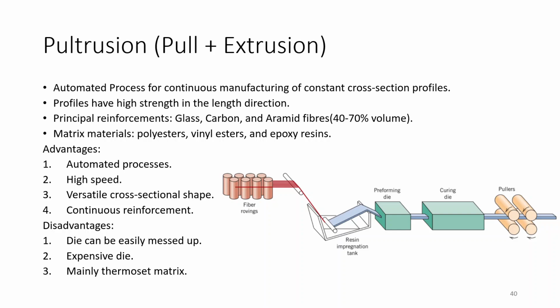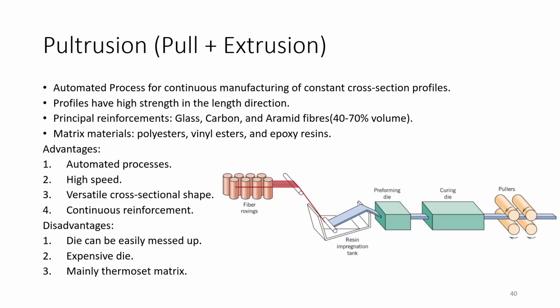It is an automated process for continuous manufacturing of constant cross section profiles, and the profiles have high strength in the length direction. The principal reinforcements include glass, carbon and aramid fibers consisting of 40 to 70% volume. The matrix materials include polyesters, vinyl esters and epoxy resins. Advantages include that this process is automated and high speed, has versatile cross-sectional shapes, and provides continuous reinforcement.